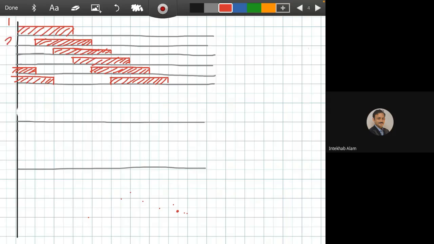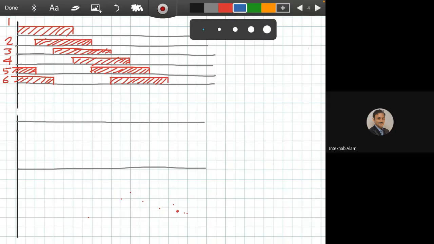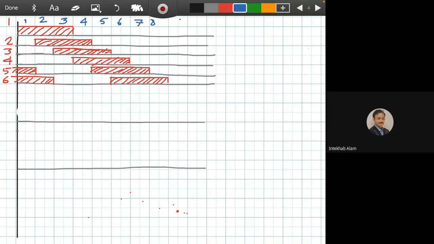Two will be here, 3 will be here, 4 will be here, 5 will be here. No, it's much better. Okay, so we'll also define the number of modes, the mode number. This is 1, this is 2, this is 3, this is 4, this is 5, this is 6, this is 7, this is 8, this is 9.